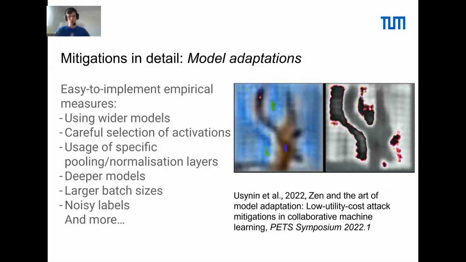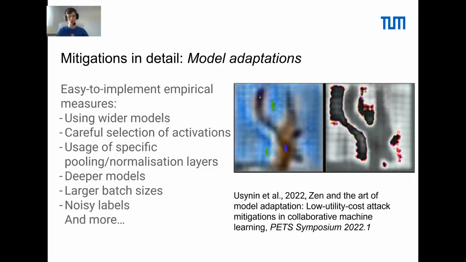In this work, our main contribution is the concept of model adaptations. These are easy to implement empirical measures that could be seen as the slight changes that you need to make in the collaborative learning protocol in order to reduce the effectiveness of most privacy-based attackers. By these, we mean trivial things such as the width of the models, the layers that you use, batch sizes, whether or not to use noisy labels, specific normalization strategies, etc. The slight teaser is that they do work.